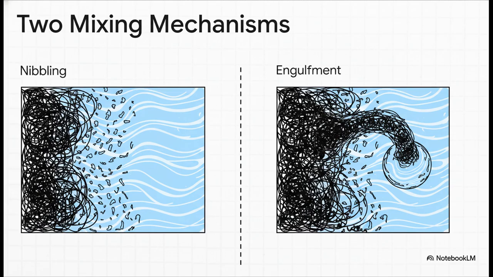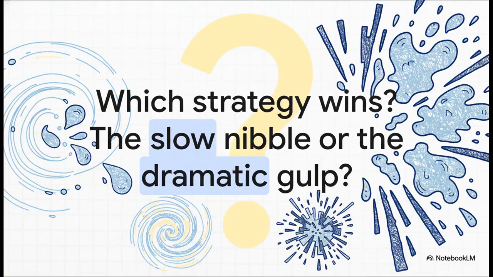The second idea is engulfment, and this one is way more dramatic. Think of a big eddy reaching out, grabbing a huge gulp of calm fluid, and just yanking it in all at once. So which one is it? Is mixing a slow, steady feast, or is it a series of sudden, dramatic gulps?